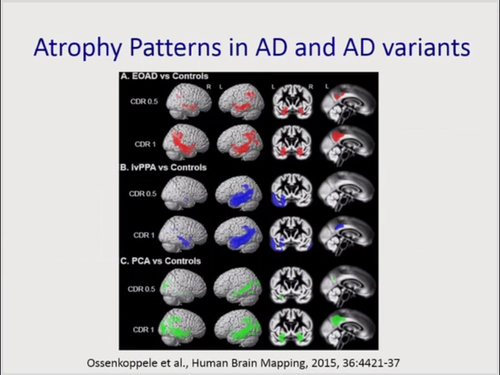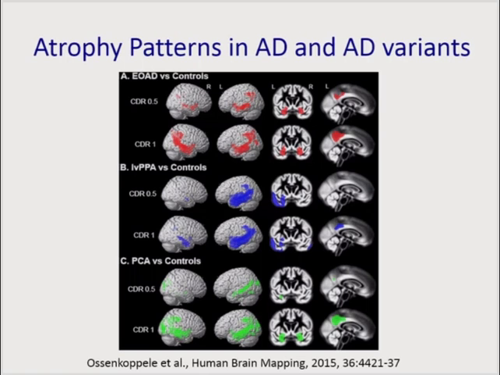This is from a beautiful study by Gil Rabinovici's group at UCSF, and the atrophy patterns that you see in AD are actually differential in some of the AD variants. As you might expect, given the very distinct clinical syndromes that are present, there's also distinct patterns of atrophy that are present. So this is comparing early onset AD to control. So this pattern is pretty similar to what we saw before, perhaps with a little bit of less lateral temporal atrophy in these early onset cases, but nonetheless quite symmetric, involving the MTL, involving the posterior midline, posterior cingulate, and precuneus.